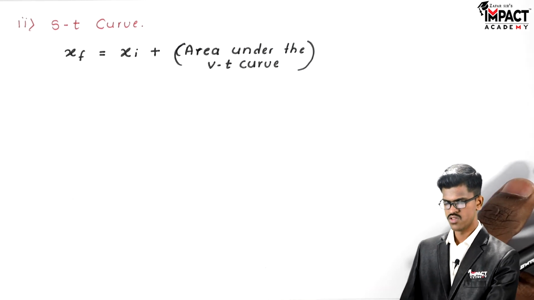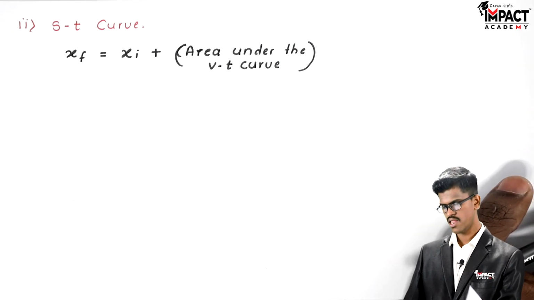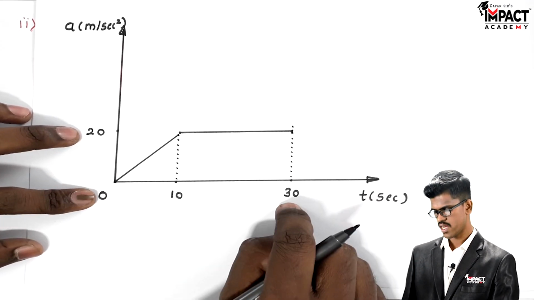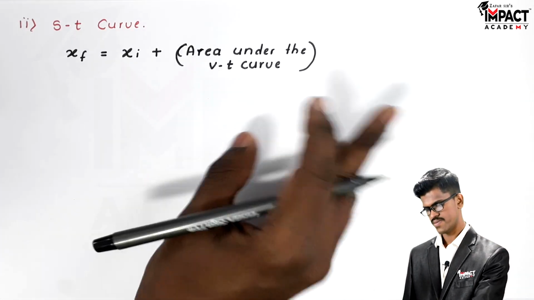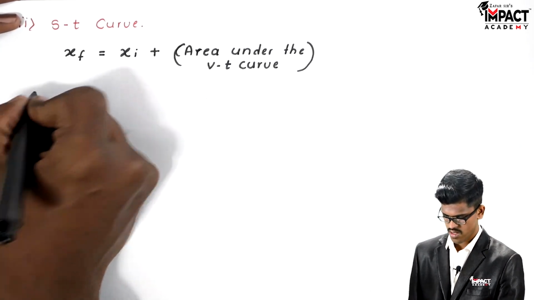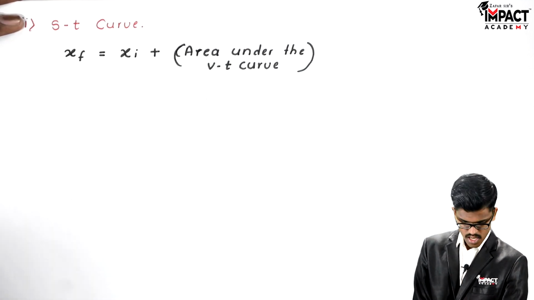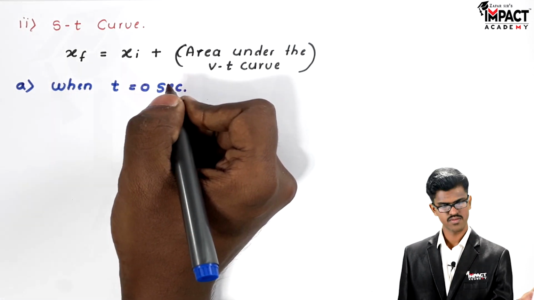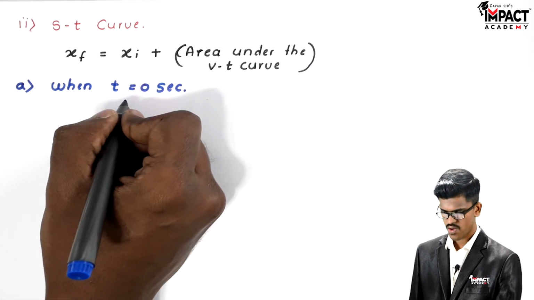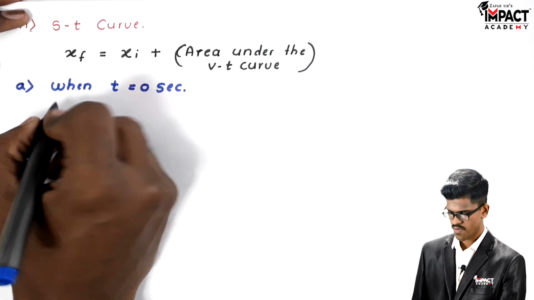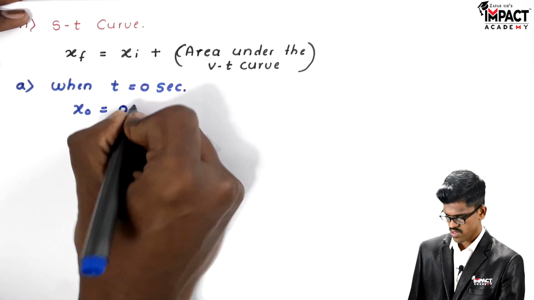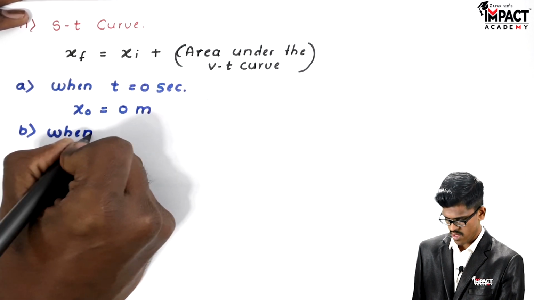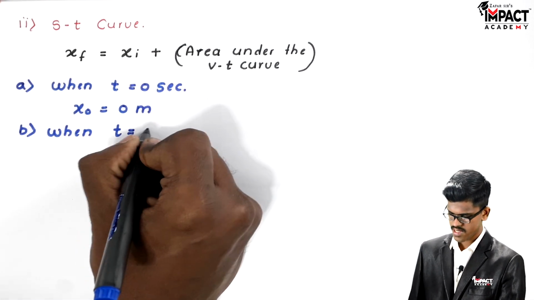Okay, so let's find the position of the particle when t is equal to 0 seconds, when t is equal to 10 seconds, and when t is equal to 30 seconds. Okay, so first, when t is equal to 0 seconds, the displacement of the particle is 0, that is x0 is equal to 0 meter. Okay, then when t is equal to 10 seconds, next point.